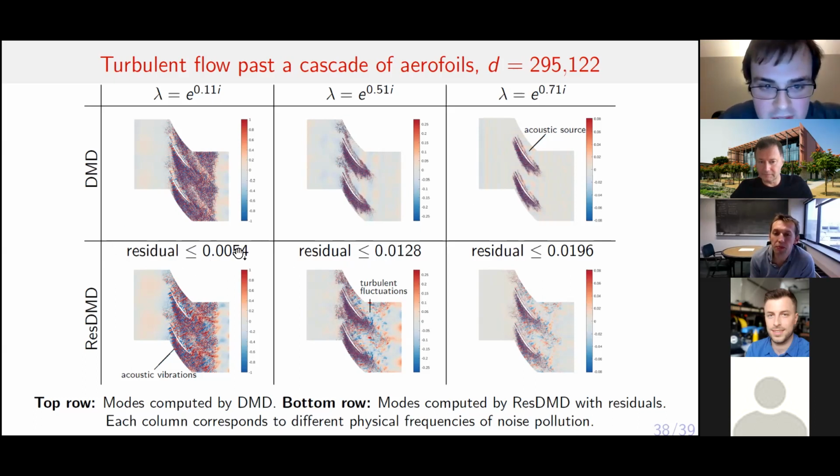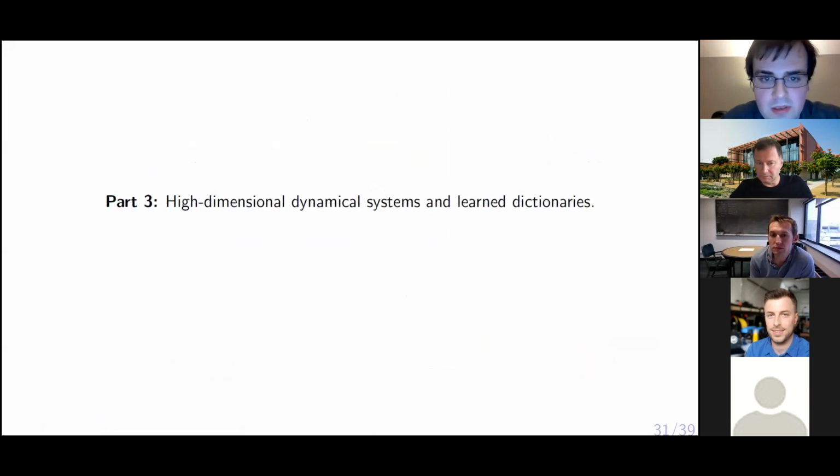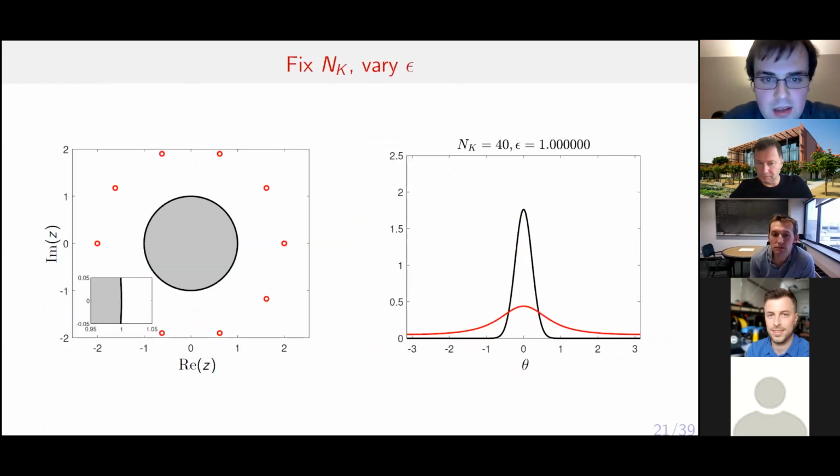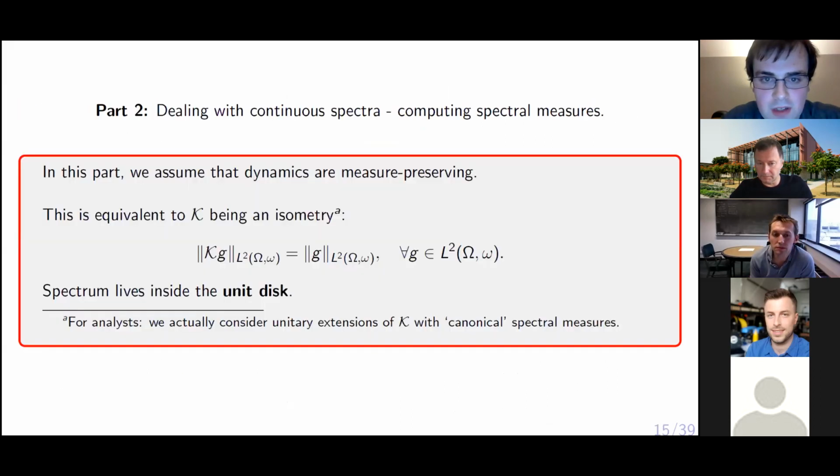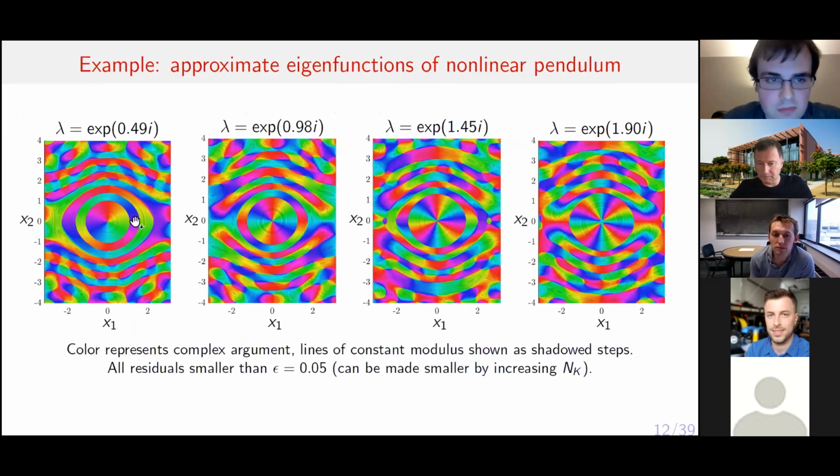What you see is that the residual increases as you go around the spectrum, which is pretty typical. You can think of it: with a fixed discretization size, it's harder to capture the more oscillatory components. You had a similar example with the approximate eigenfunctions of the pendulum here. As you go around the circle, it becomes more oscillatory.